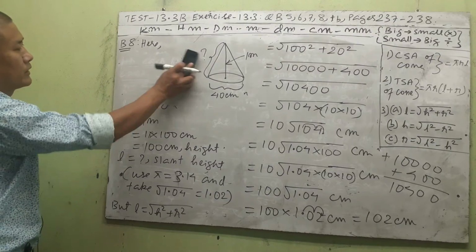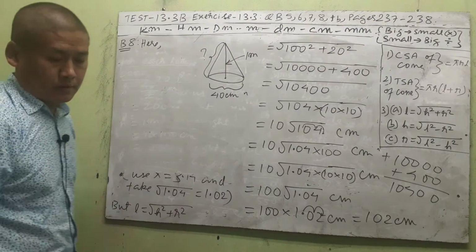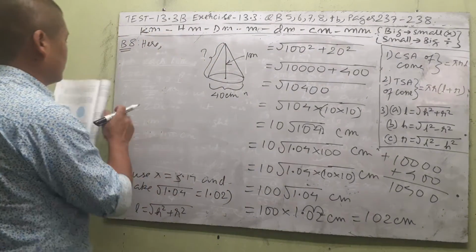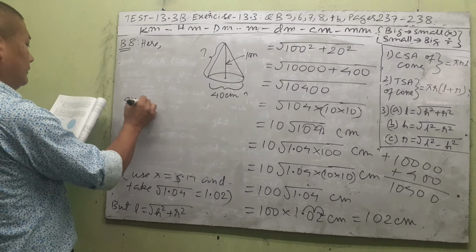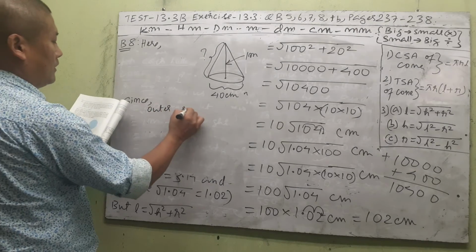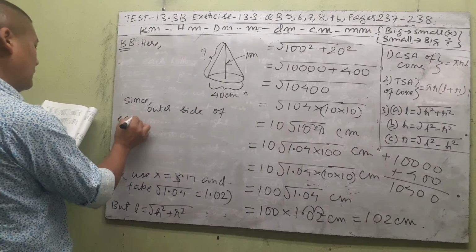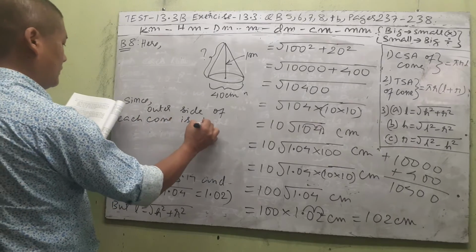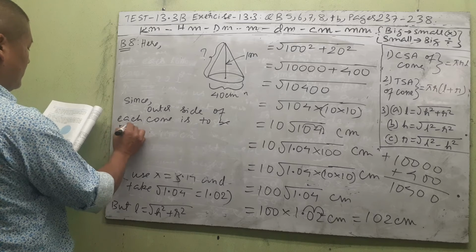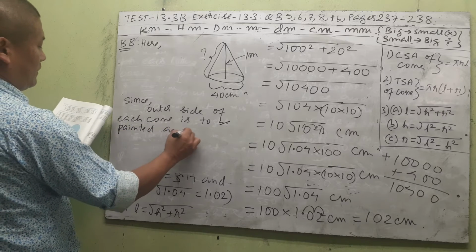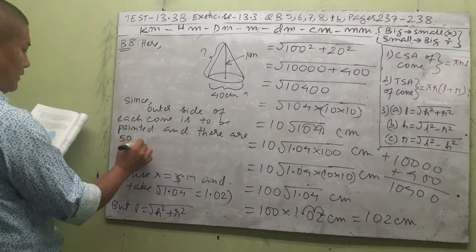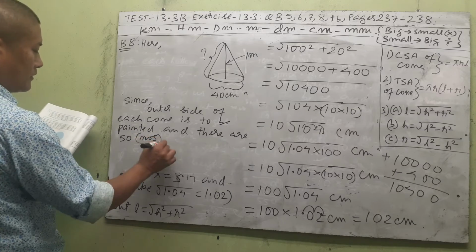We got all the values. Now we can calculate what the question is asking us. Look there. There are 50 hollow cones. Since the outer side of each cone is to be painted, and according to the information in the question there are 50 cones.